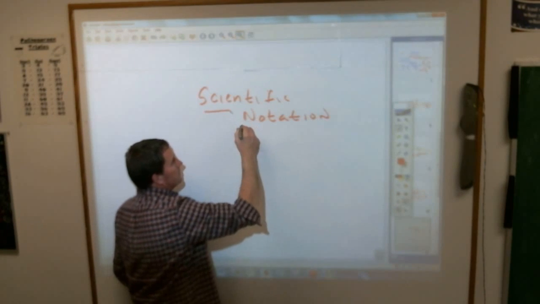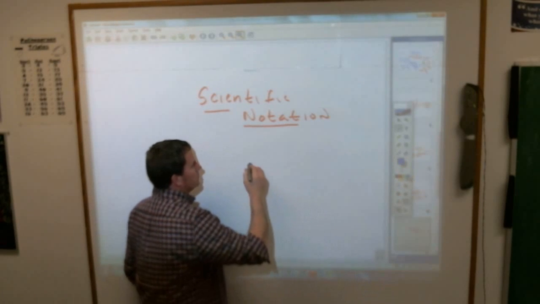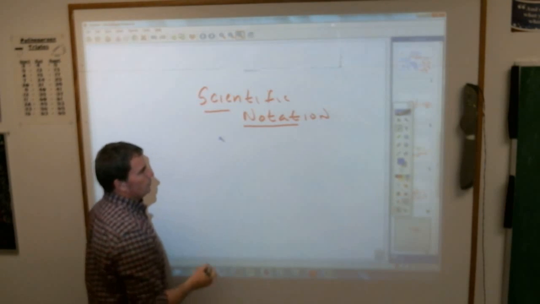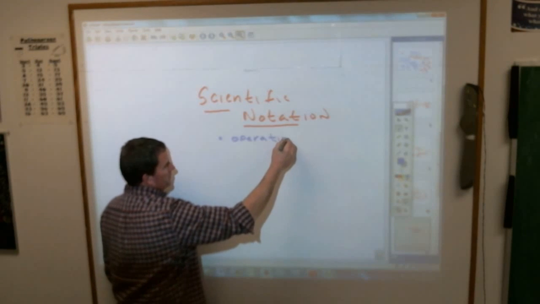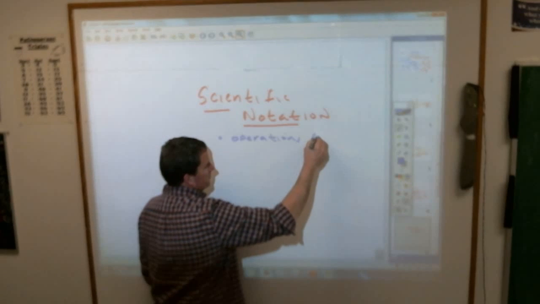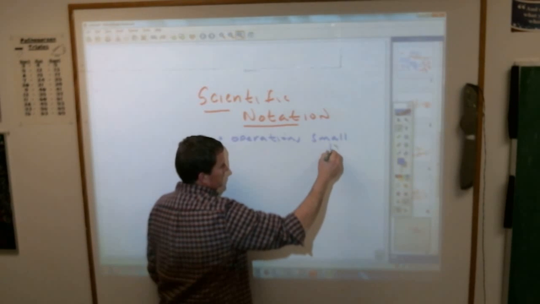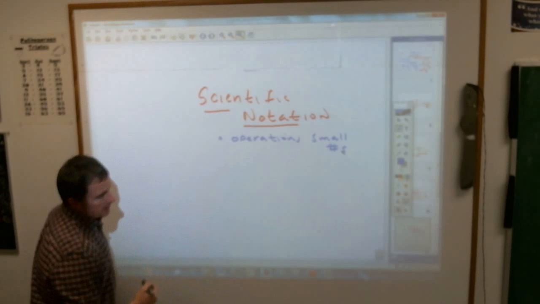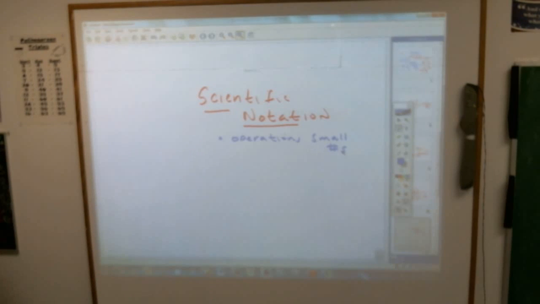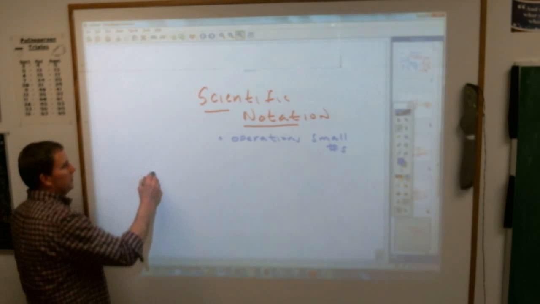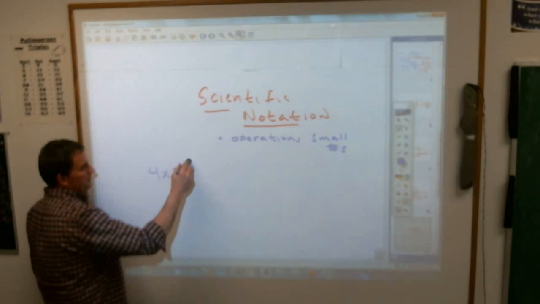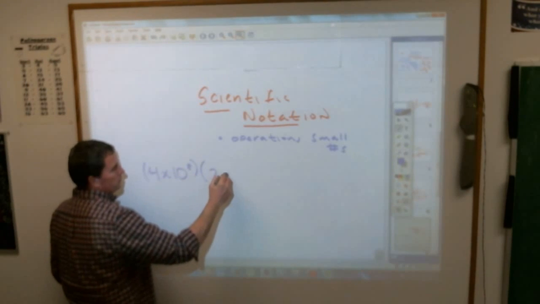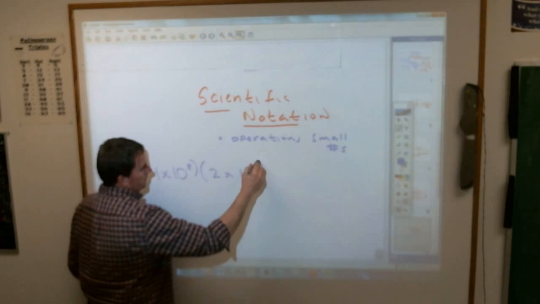We have done this before, except, children, it's doing multiplication, division, or the operations like we did before, except now we're doing small numbers, which means you have to keep in mind the negative exponents and what happens with negative exponents. For example, let's say I have this. This will be a good review. 4 times 10 to the 8th power times 2 times 10 to the negative 5th power.